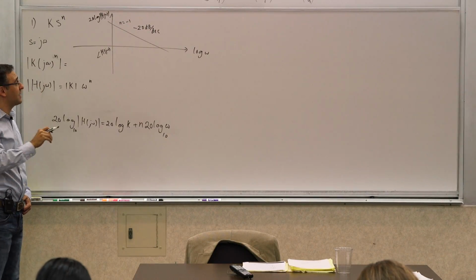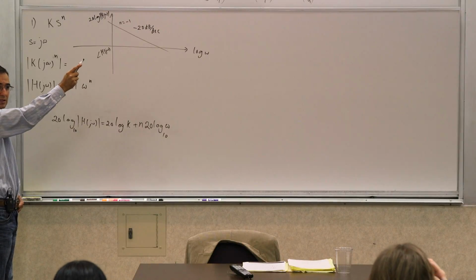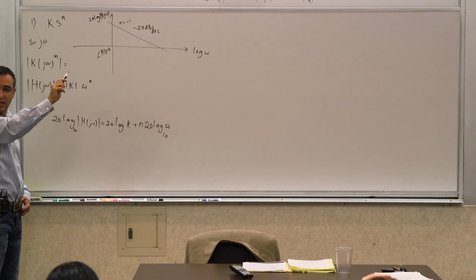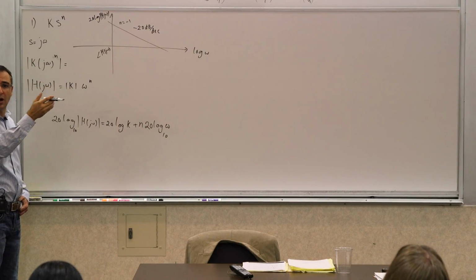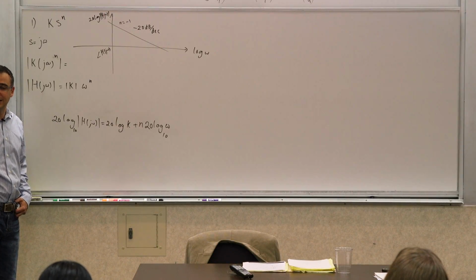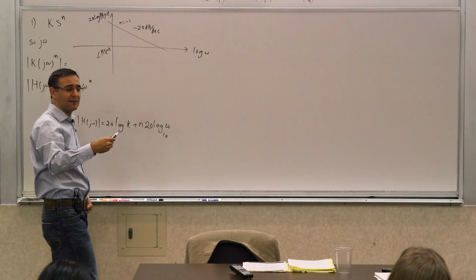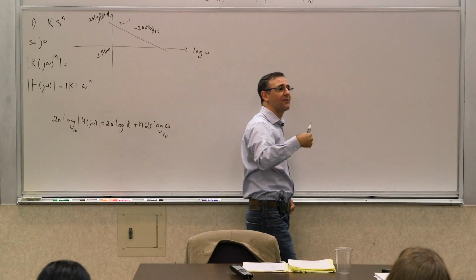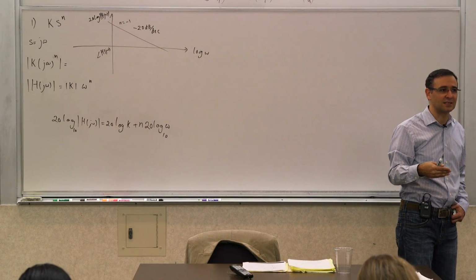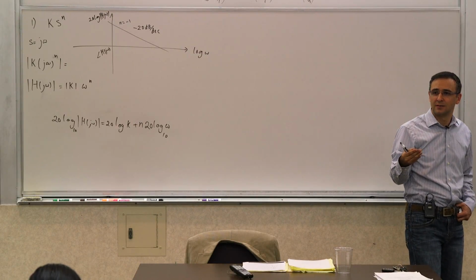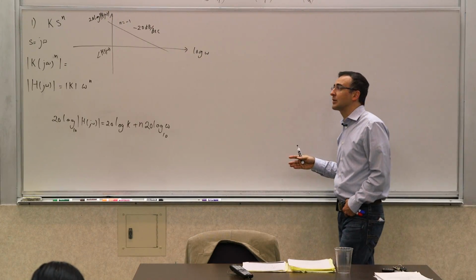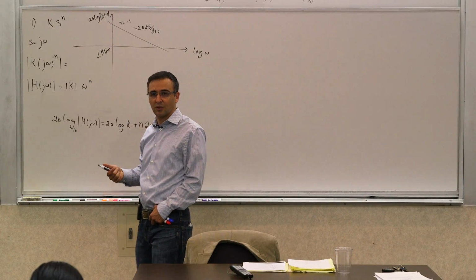For n equals 1, you get something that grows with frequency. The magnitude will grow at a rate of 20 dB per decade. A decade is a frequency going up by a factor of 10. That's the meaning of a decade. So if I go up 2 decades, it means that I've increased the frequency by a factor of 100.